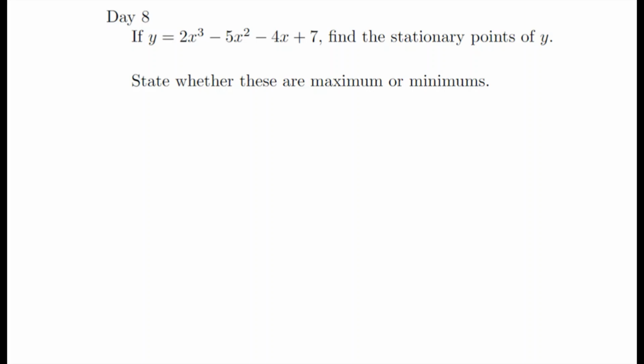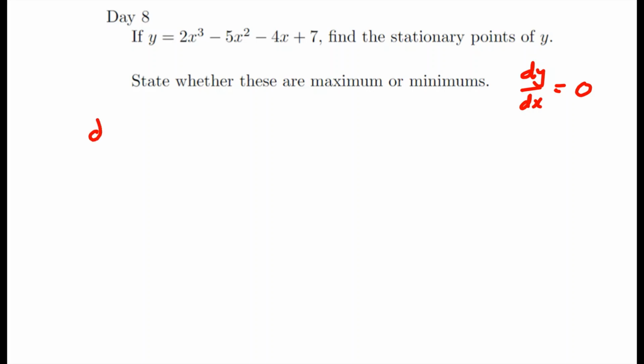So yesterday we were given the question: if y equals 2x cubed, take away 5x squared, take away 4x plus 7, find the stationary points of y and state whether these are maximums or minimums. The way we find stationary points is we take the derivative, dy by dx, put it equal to 0, and then solve for x. So that's what we're going to do to start.